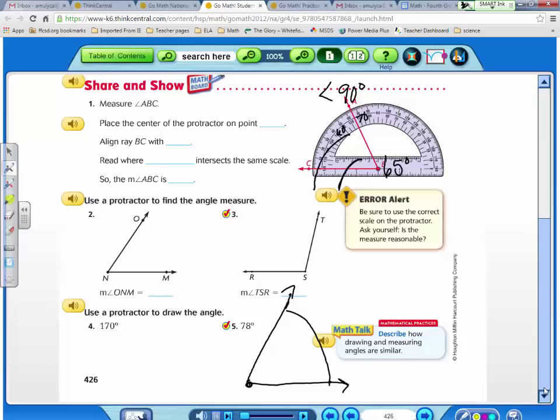So you start with a ray. It can be in either direction. It could have even gone this way. Okay, put my protractor on, and I start from 0 and I measure. Now this is 170 degrees. A straight line is 180 degrees. So I'd count all the way around to 170 degrees, which is almost a straight angle.